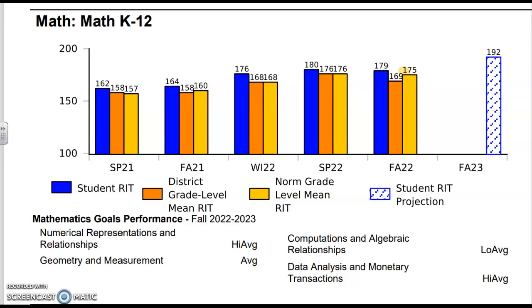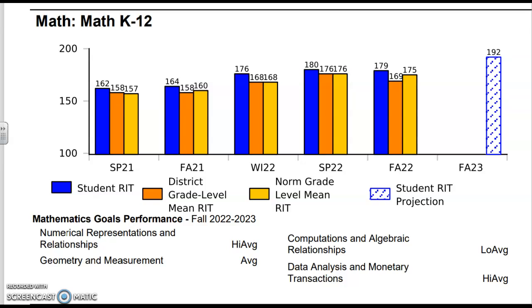And then the yellow column has a RIT score of a 175. So across the nation, for this grade level on this test, the average RIT score was a 175. And what I can see is that this student performed just a little bit above the national norm average for this test.